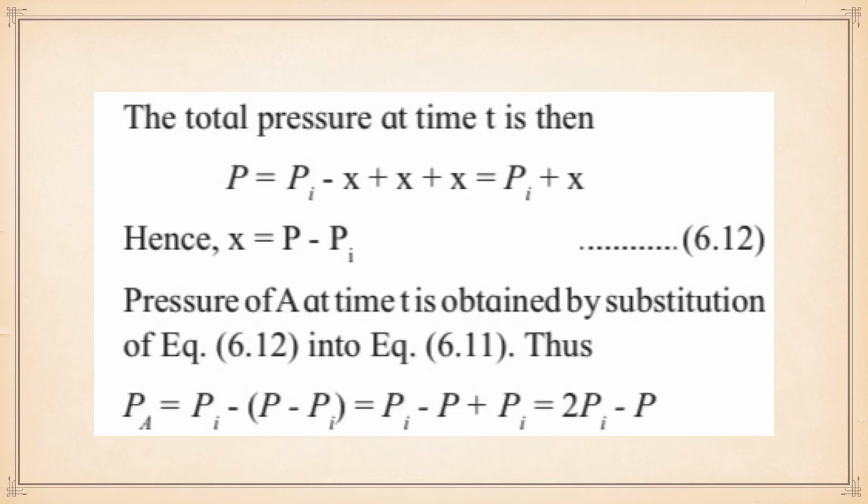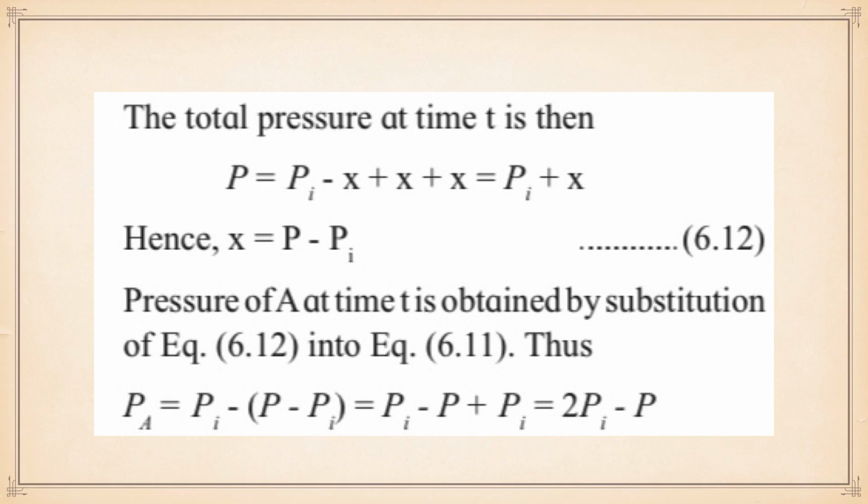So now we have to find out what's the value of x. For that we are going to take the total pressure at time t. So what is total pressure? That is P, that is equal to Pa plus Pb plus Pc. So what is Pa equal to? Pa is nothing but equal to Pi minus x. Pb and Pc are x. Okay, so it will be Pi minus x plus x plus x. So after solving this thing, I'll get it as what? Pi plus x. So what will be x then? x is equal to P minus Pi.